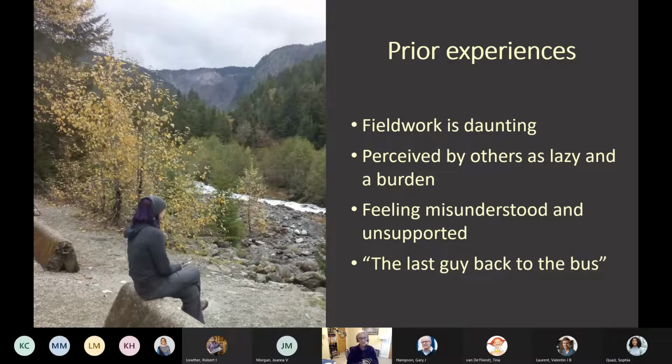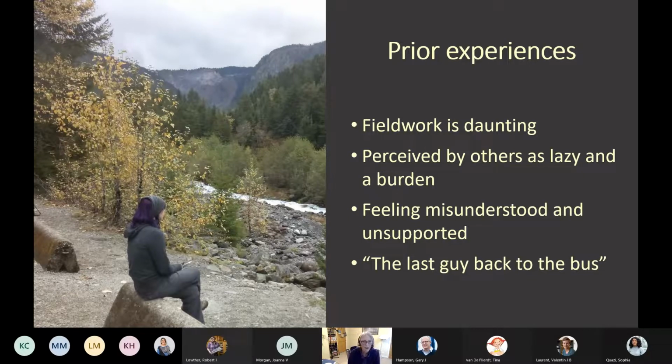So when I talk to these students, their prior experiences were not universally negative by any means, and a lot of what they talked about was very positive, and they'd had some very good fieldwork experiences. But nonetheless, there were certain themes that seemed to be reoccurring and certain phrases that kept popping up that said something quite important about the kind of things they'd previously encountered. So they talked about fieldwork being daunting. It was something that they didn't necessarily look forward to.